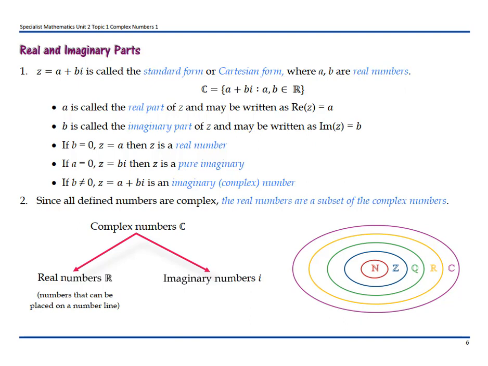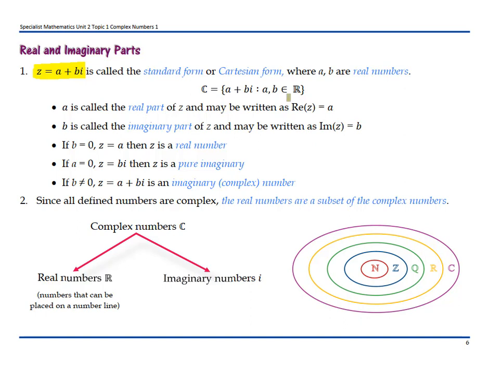So if I say Z equals A plus BI, we usually use Z in complex numbers. So Z equals A plus BI is called the standard form or Cartesian form of a complex number. Now, in this, A and B are real numbers, and I is our imaginary number. So we can express it in set notation that our complex numbers are such that they're equal to A plus BI, where A and B are elements of the real number system.